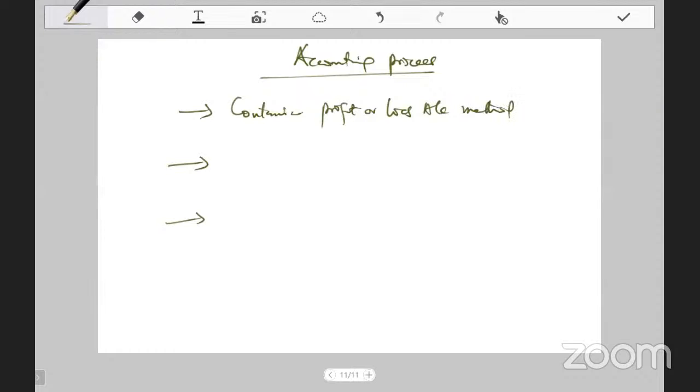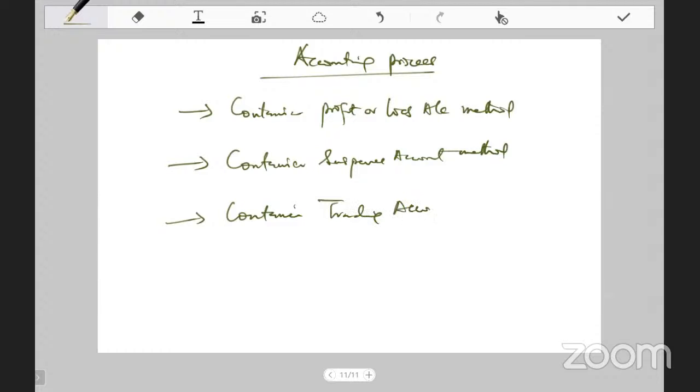Then we have the second method. The second method is referred to as the container suspense account method. Then we have the third method, and all these methods we are going to look at. We have what we call the container trading account method.